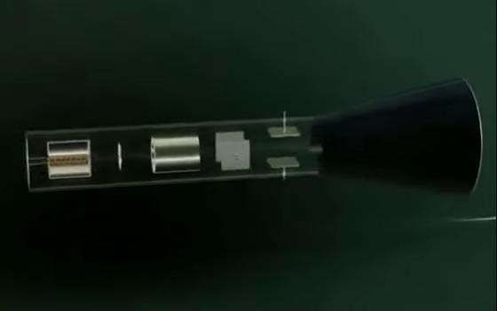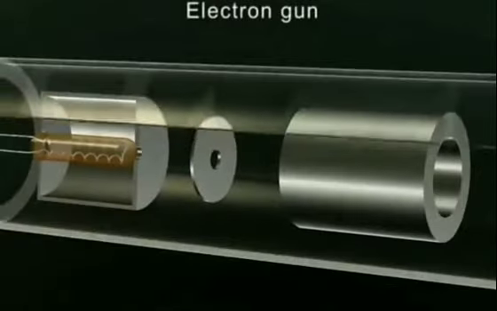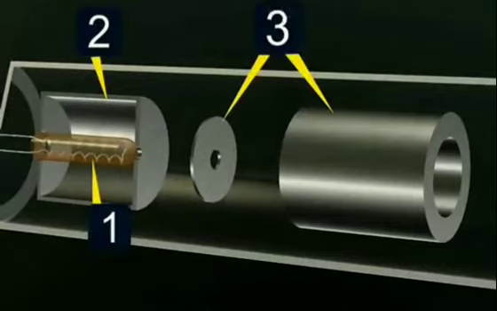Evacuated glass tube. It is a specially designed glass tube, evacuated to a pressure of 10^-4 to 10^-3 millimeters of mercury. Electron gun. The electron gun consists of a number of electrodes.